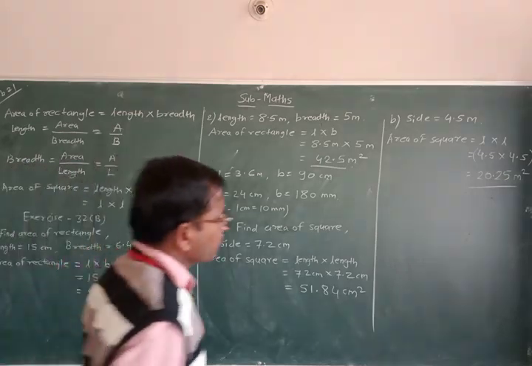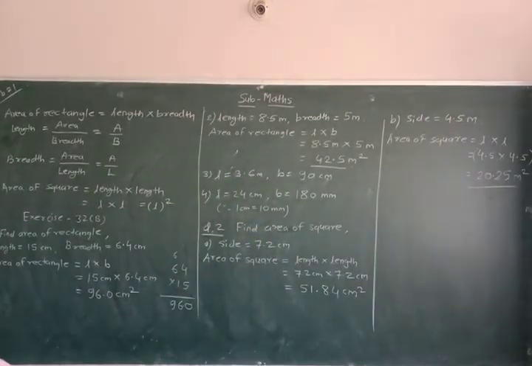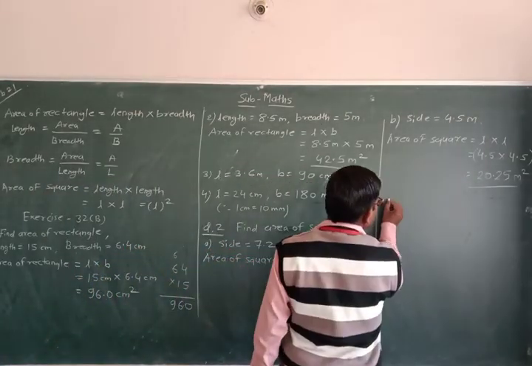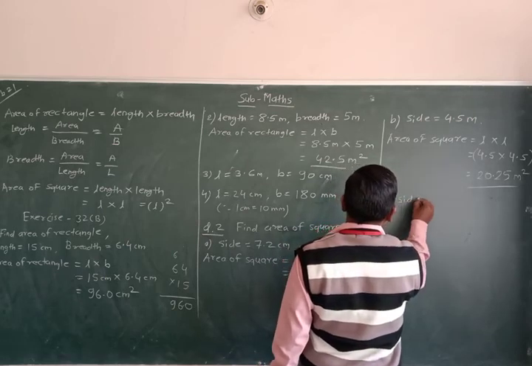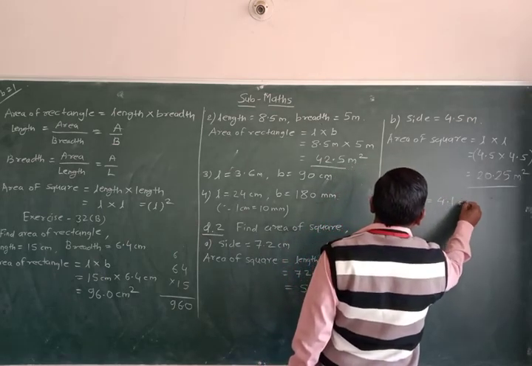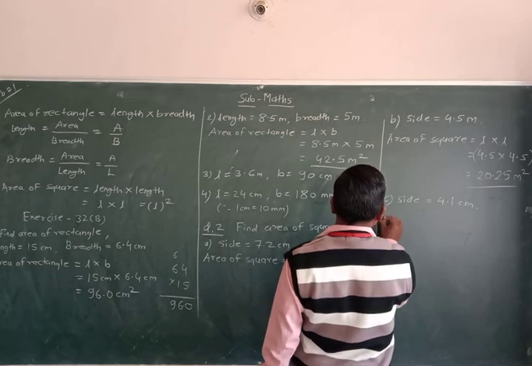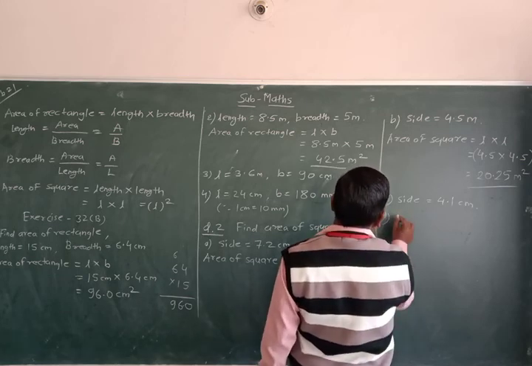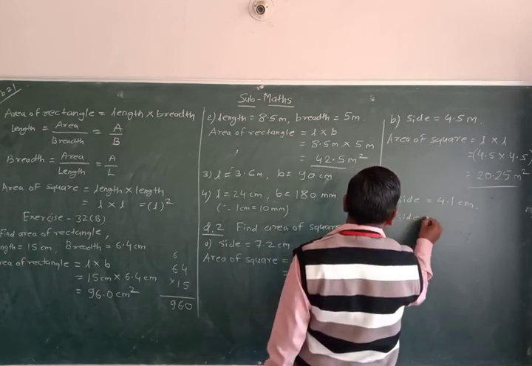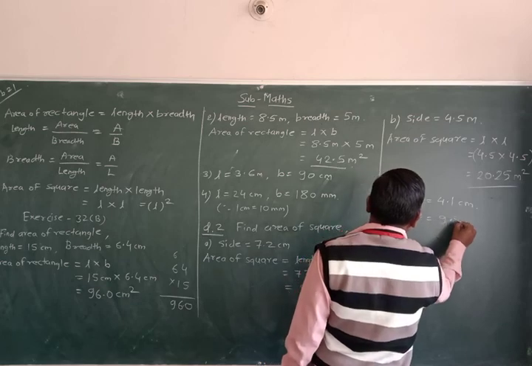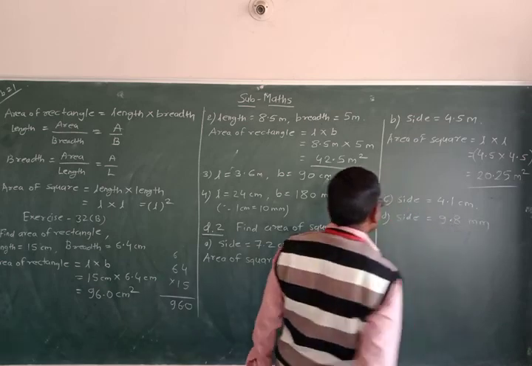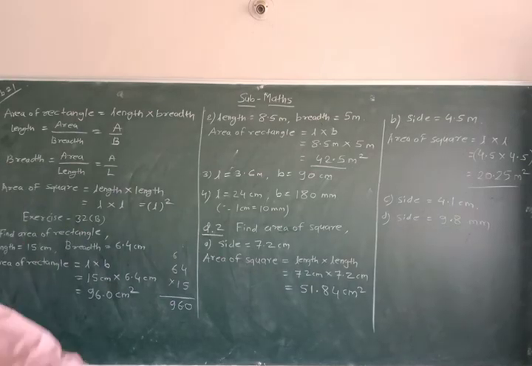Third one you do it. Side is equal to 4.1 centimeter. I am also giving an extra one: side is equal to 9.8 millimeter. Is this extra given?